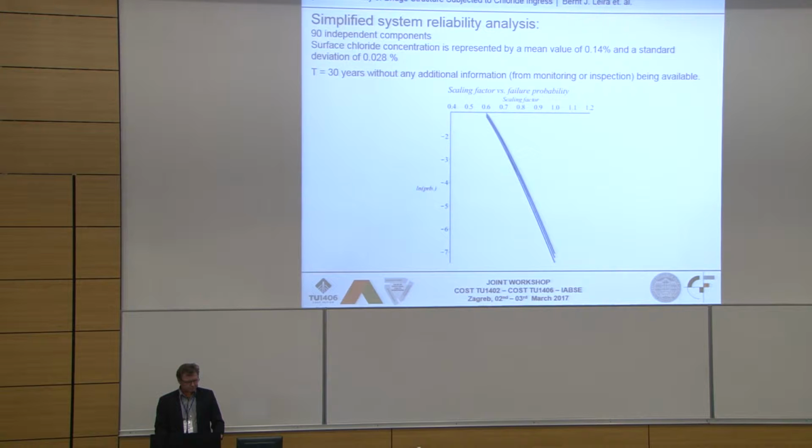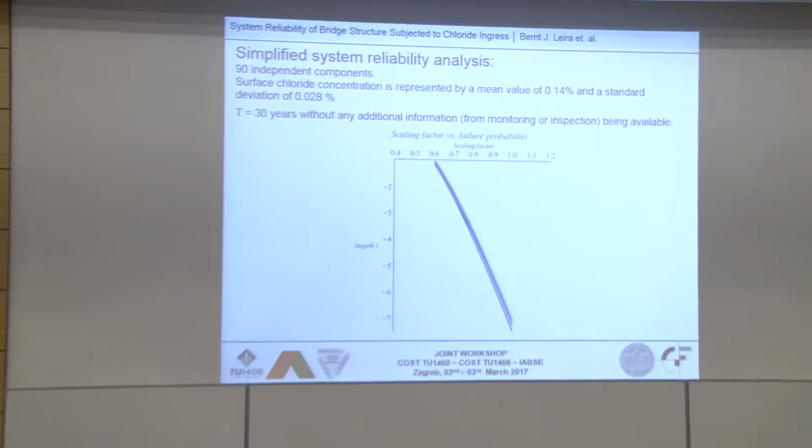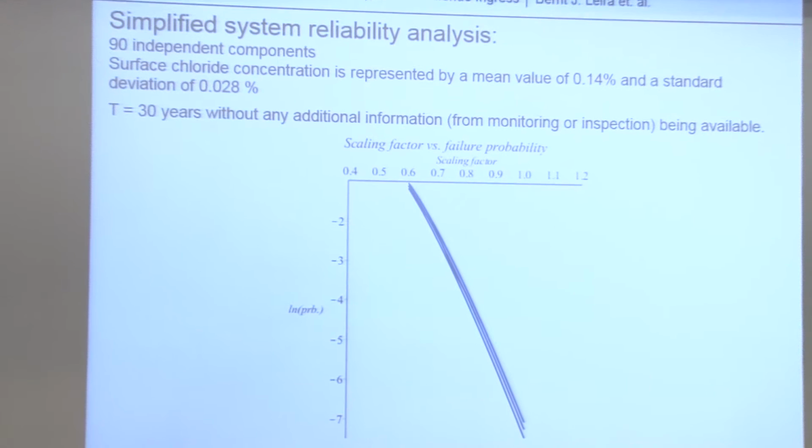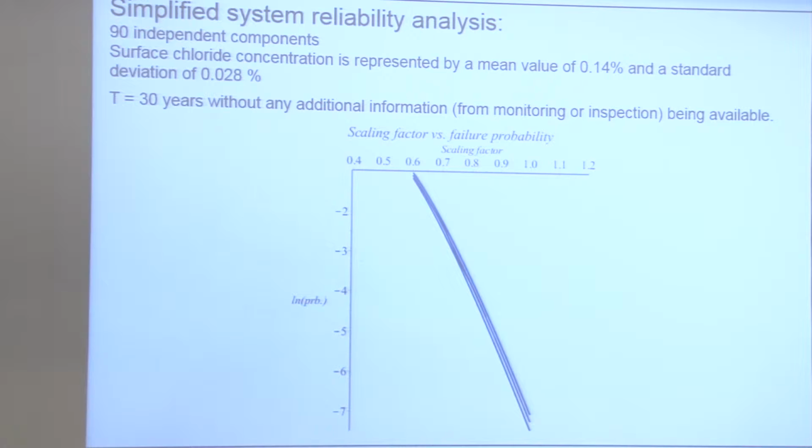So this is now the one site, one representative spot type of analysis. Now we go to the system analysis, and this is now simplified. We say it's a series system with 90 components. Failure now means that if you have initiation of corrosion at a single spot on these 90 sites, then you have failure. So it's really a very strict criterion because, of course, start of corrosion is a serviceability type of criterion. It does not reflect the ultimate capacity of the girder.